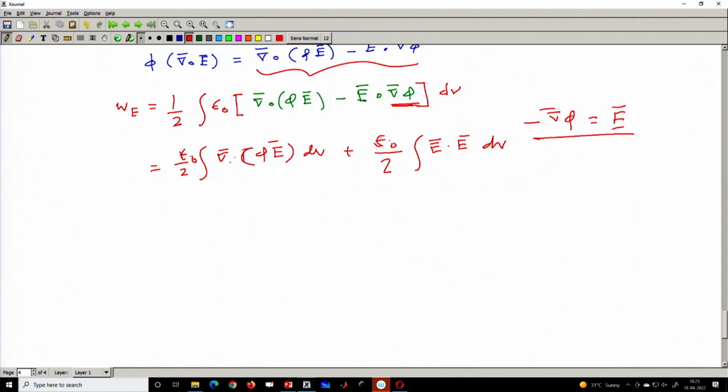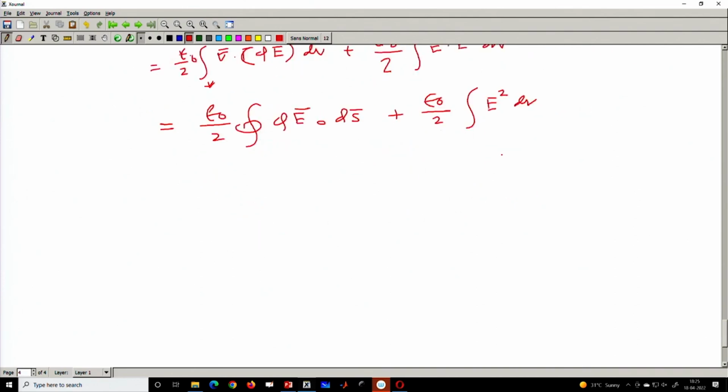Now, this is a volume integral, so I can make it a closed surface integral according to the divergence theorem. So, it is phi E over the surface dS. On the other hand, the other term on the right hand side is epsilon 0 divided by 2 times the integration of simply E squared dV, because it is E dot E.